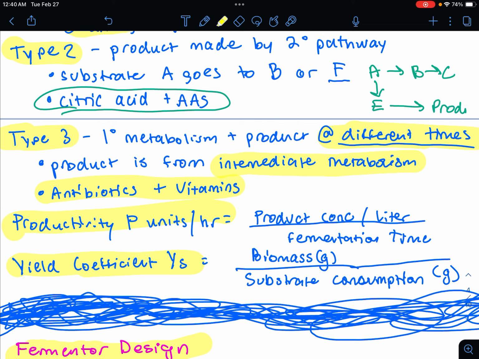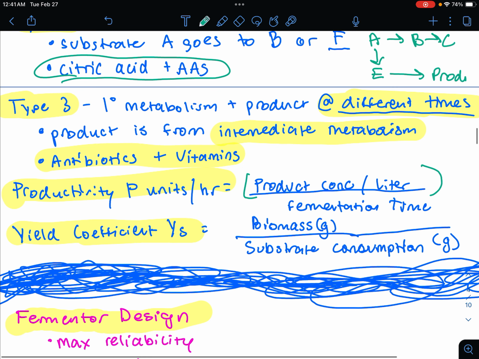And then we also have two equations here for productivity. Productivity P, in units per hour, would be equal to the product concentration per liter over fermentation time. We could also have the yield coefficient, which is YS. That's going to be the biomass in grams over the substrate consumption in grams as well. So two handy equations at the end for productivity.